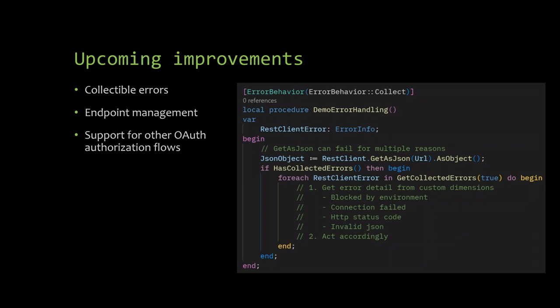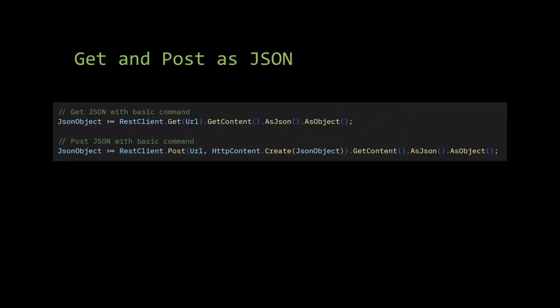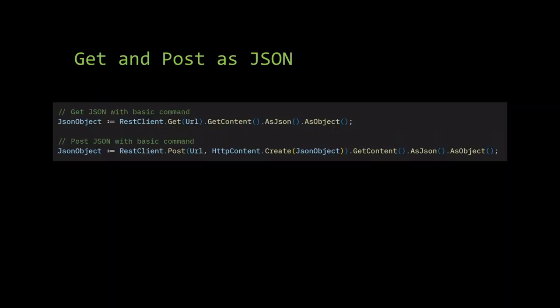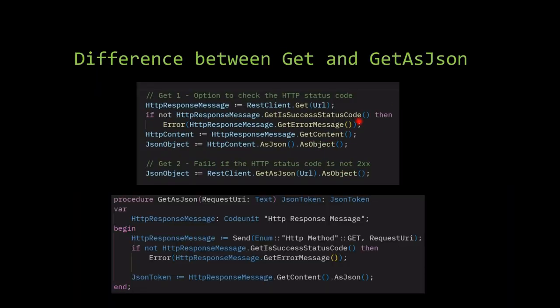I'm thinking about having collectible errors. So the idea is that in the REST client, I'm going to raise the errors. So let's go back in here. This one, instead of setting only the error message, it's also going to really give you the error, and then I pass it in as a collectible error. The same goes in this function here. Instead of doing a normal error, I'm going to create a collectible error.